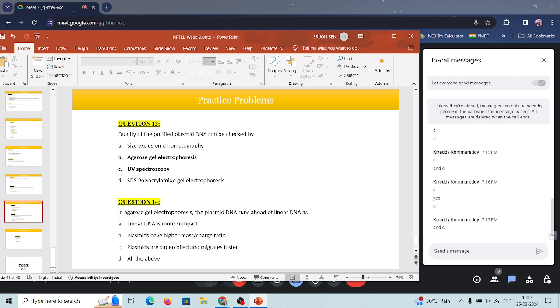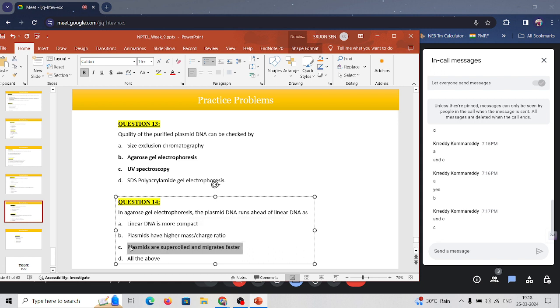The next question. In agarose gel electrophoresis, the plasmid DNA runs ahead of the linear DNA. Why? Why does the plasmid DNA run ahead of the linear DNA? Linear DNA is more compact. Plasmids have higher mass charge ratio. Plasmids are supercoiled and migrate faster. Yes, that is the correct option. They are supercoiled and they migrate faster.